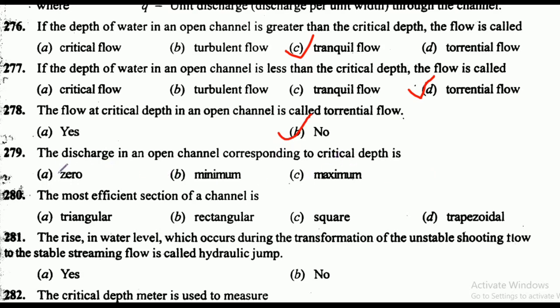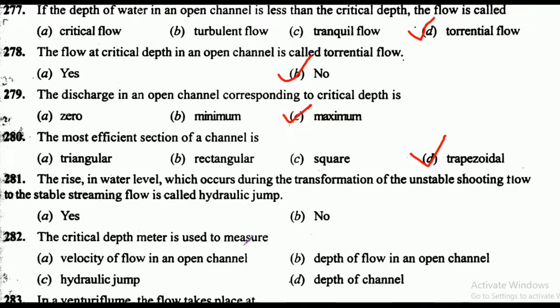Next is the discharge in an open channel corresponding to critical depth is. Options are 0, minimum, maximum. So here friends, correct answer is option C, that is maximum. Next is the most efficient section of a channel is? Options are triangular, rectangular, square, trapezoidal. So here friends, the correct answer is option D, that is trapezoidal.